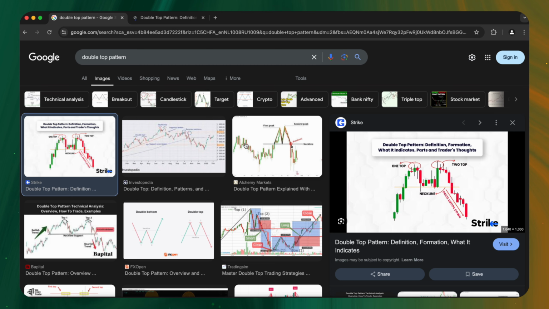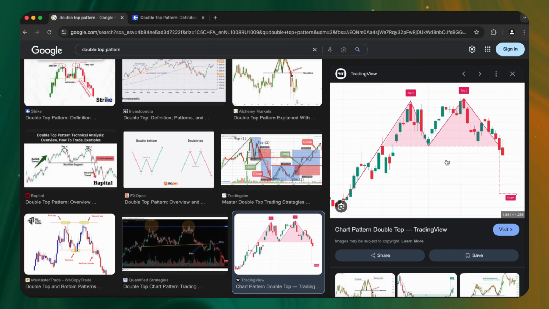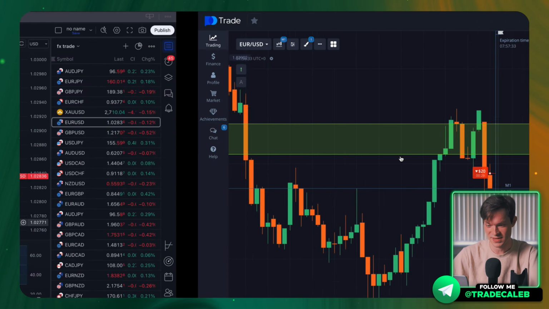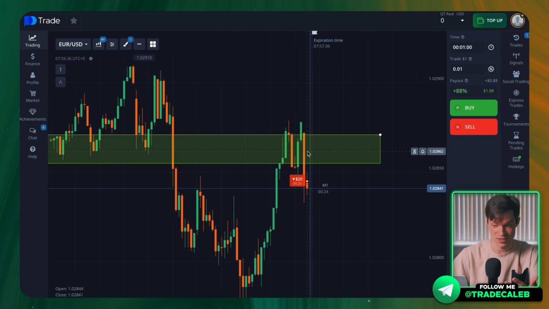Look, this pattern, this is what it looks like. There are a lot of different examples, but in the picture it is ideal, of course, when it looks like this. So we have a very nice, very well rendered pattern, so let's wait to see how this one turns out. Okay, it looks better now, 100% again, and we are going to continue trading.